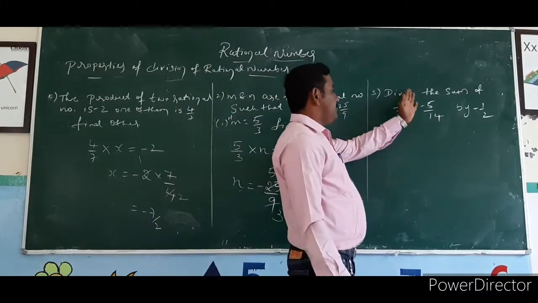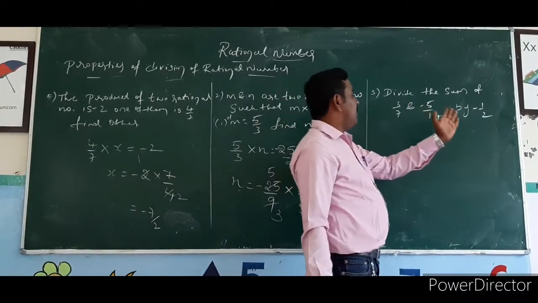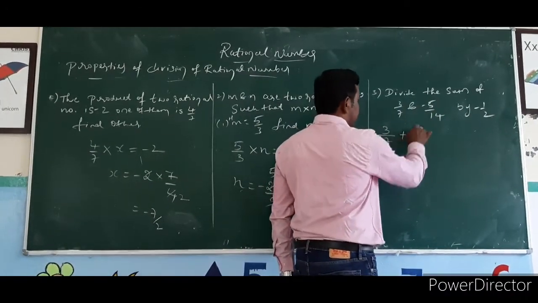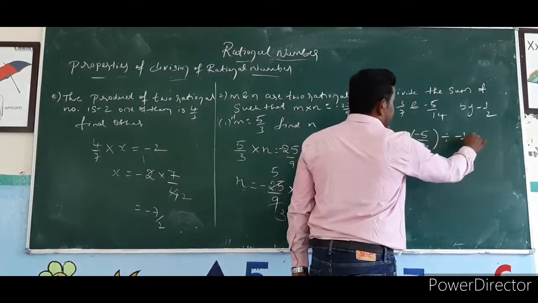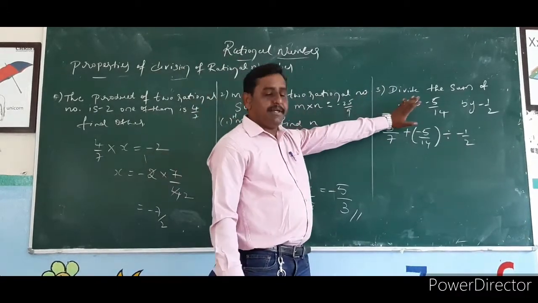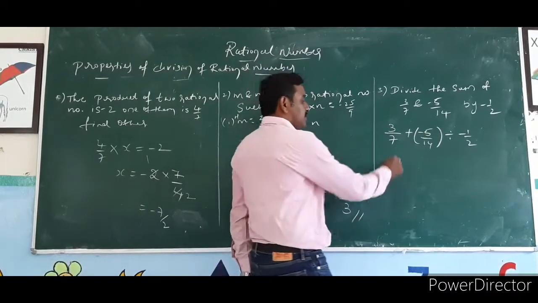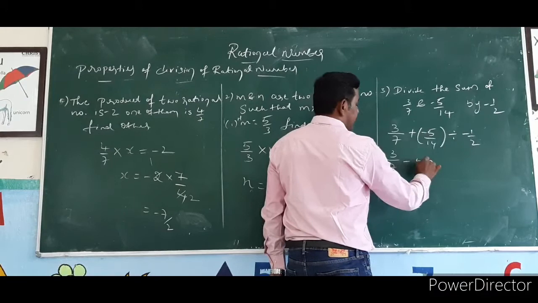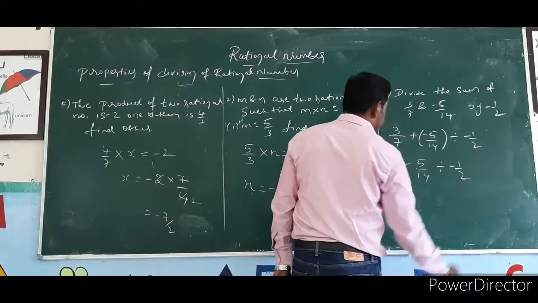Next problem. Divide the sum of 3 by 7 and minus 5 by 4 by minus 1 by 2. So I am converting this statement into mathematical form. First we have to find the LCM. Plus into minus, minus 5 by 14 divided by minus 1 by 2.